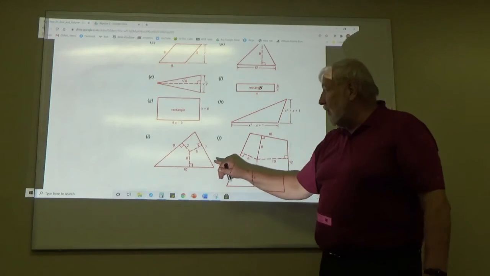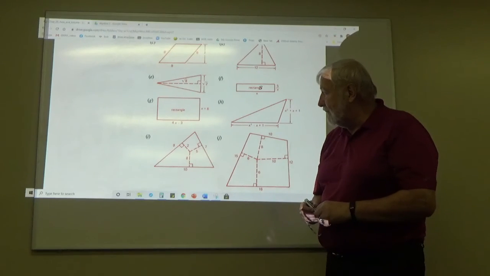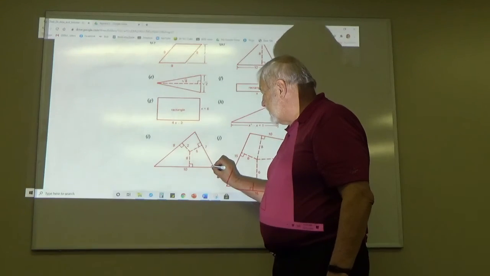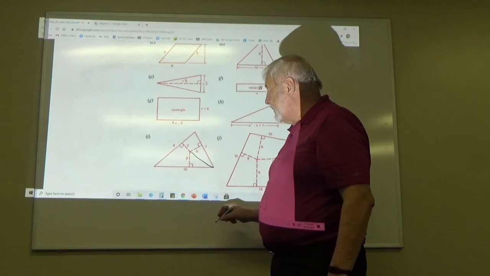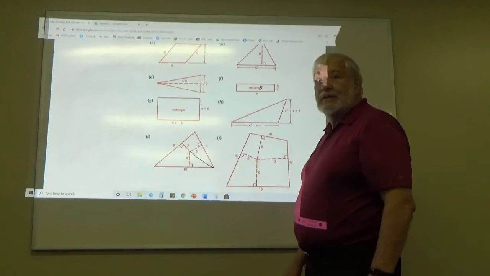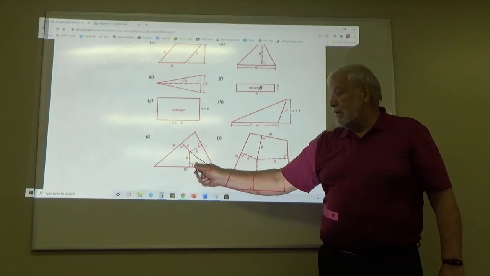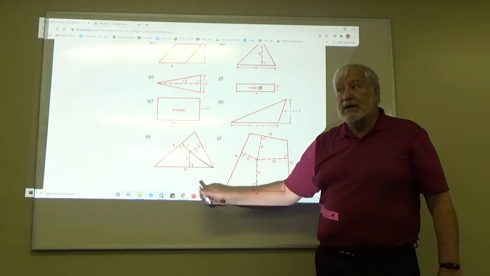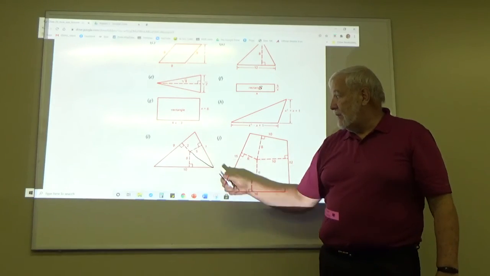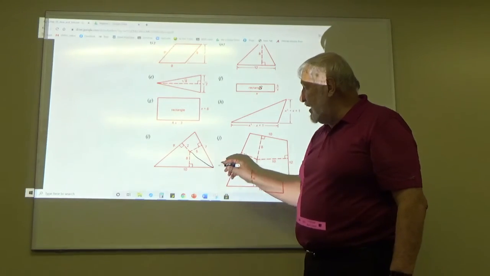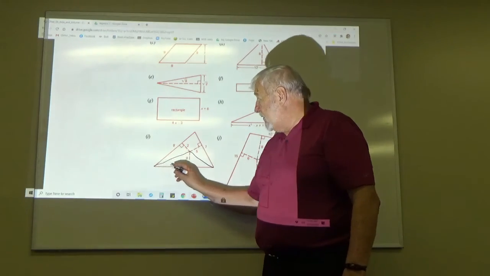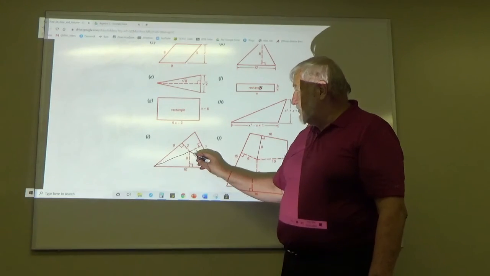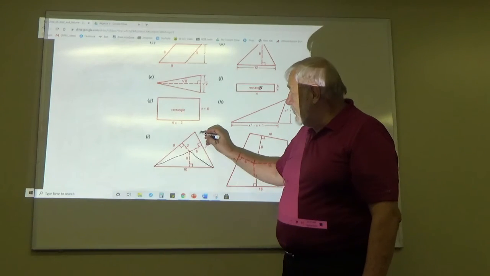All right, now this one we looked at, and I think we did this. We have a right triangle here. What's the area of that right triangle? 1/2 base times height. What's the area of this triangle? 1/2 base times height. I'm not sure what that is yet. Okay, what's the area of this triangle? All right, see the big triangle now? It's 1/2 base times height. That's where you get into it.